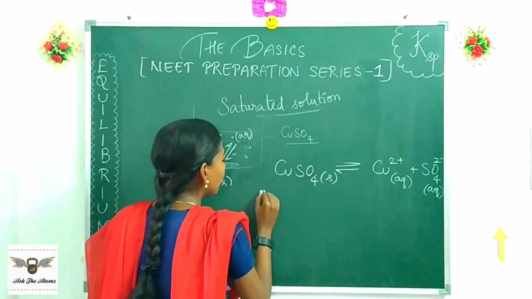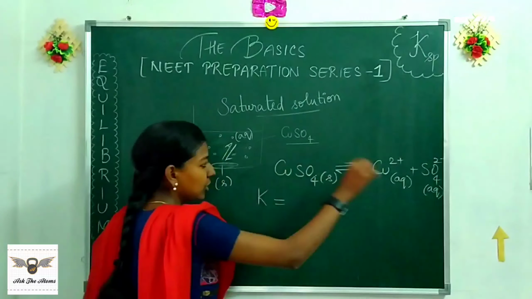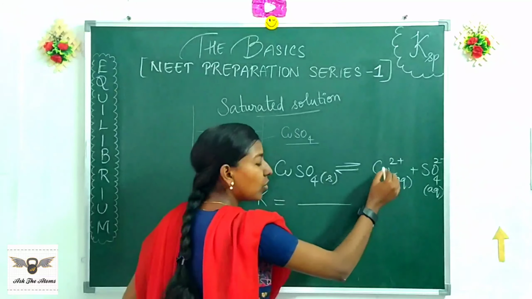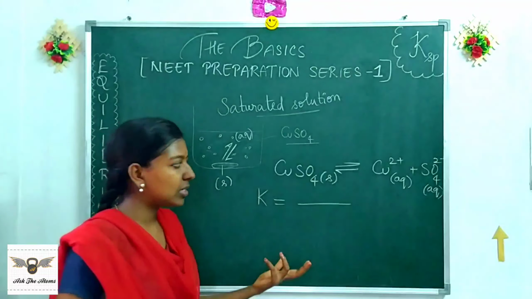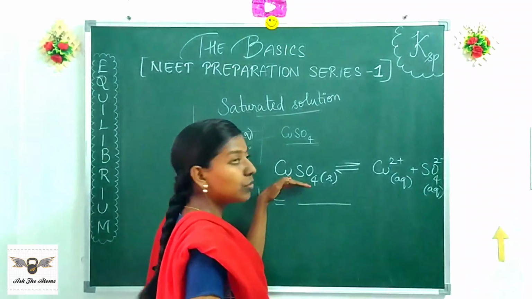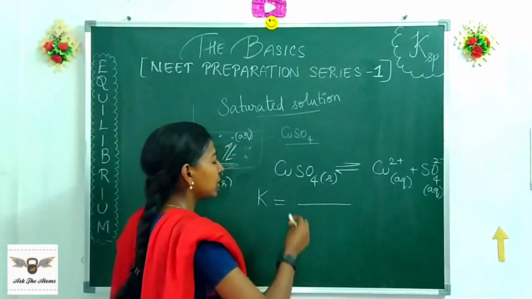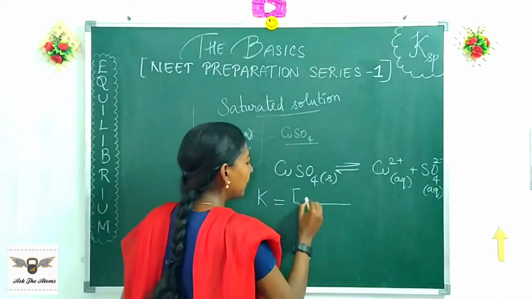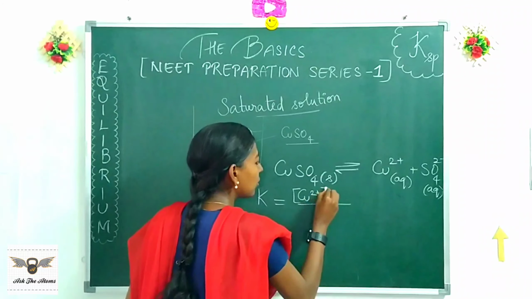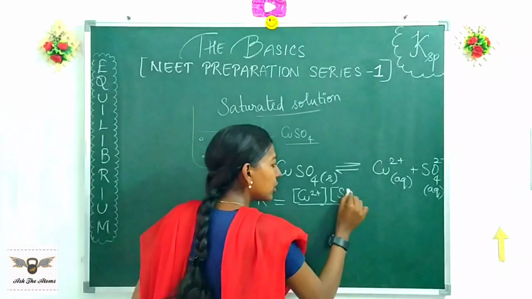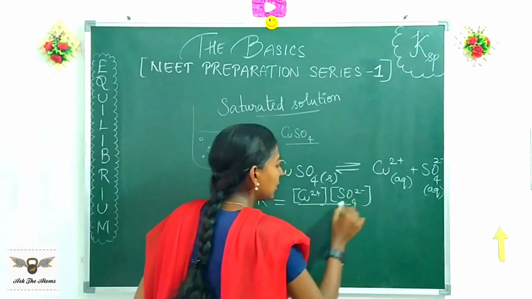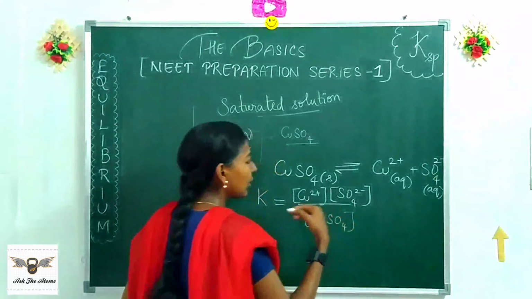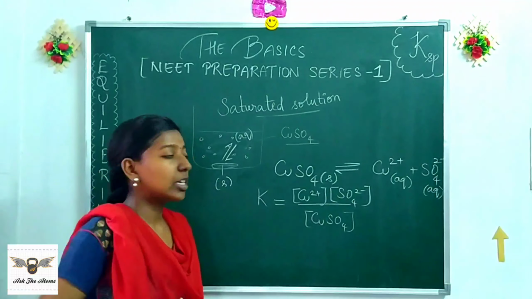Now when I write the equilibrium constant for this expression, it is what we already know: the product of concentrations of products divided by the product of concentrations of reactants, raised to the power of their stoichiometry. Stoichiometry is 1 here, so we don't have to worry about it. So it is the concentration of Cu2+ times the concentration of sulfate, divided by the concentration of copper sulfate. This is our usual equilibrium constant expression.